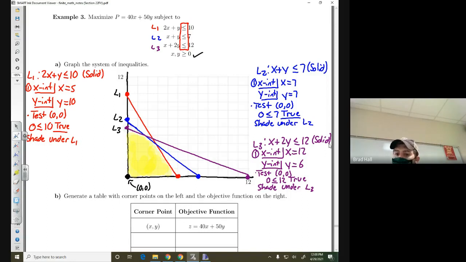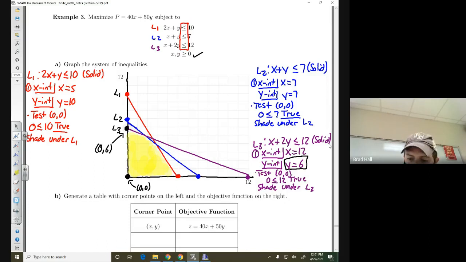The ones that are a little bit more challenging to find: one is the point next to the L3 label that I have here. So let's go ahead and figure out that one. That point is on the y-axis, and it's next to L3. So it's the Y-intercept of L3, which we found over here. Y is 6. That's (0, 6). So there's another corner point.